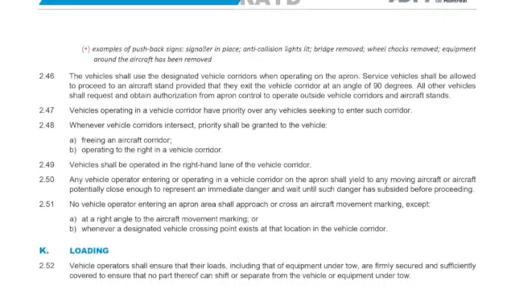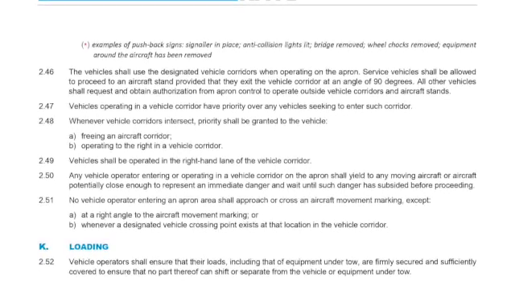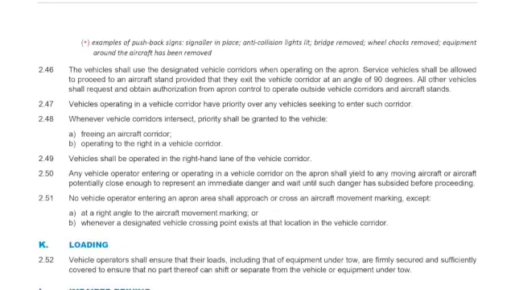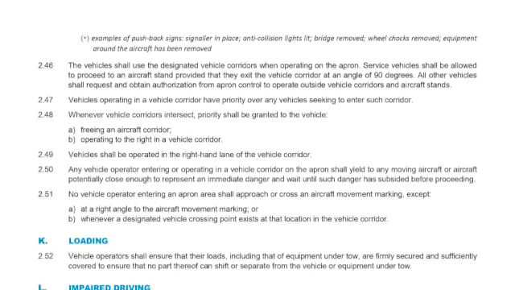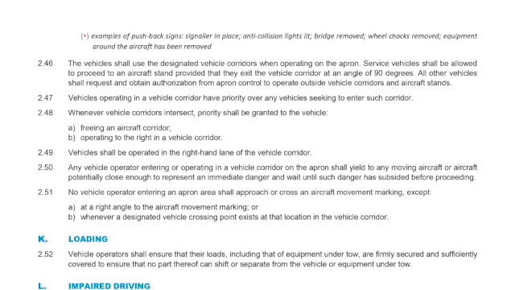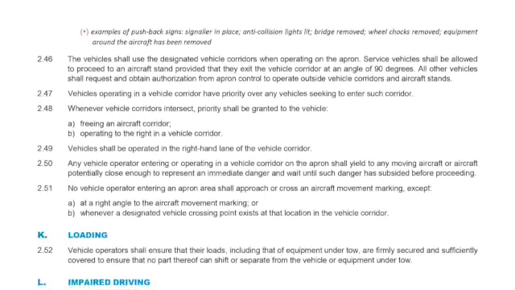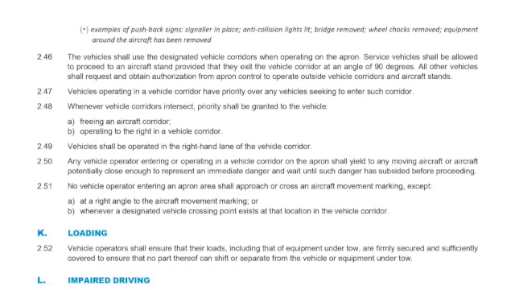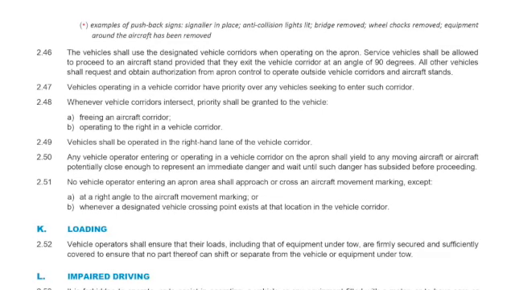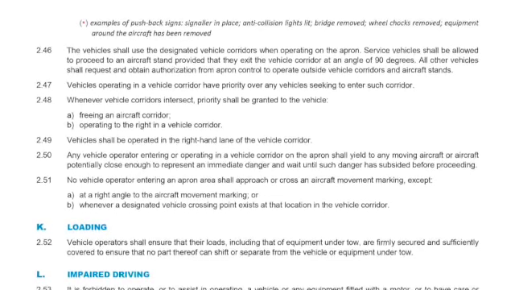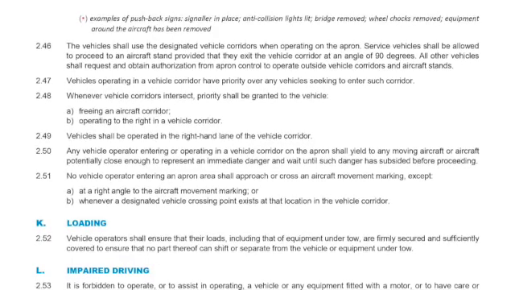48. Whenever vehicle corridors intersect, priority shall be granted to the vehicle, a. freeing an aircraft corridor, b. operating to the right in a vehicle corridor. 49. Vehicles shall be operated in the right-hand lane of the vehicle corridor. 50. Any vehicle operator entering or operating in a vehicle corridor on the apron shall yield to any moving aircraft or aircraft potentially close enough to represent an immediate danger and wait until such danger has subsided before proceeding.